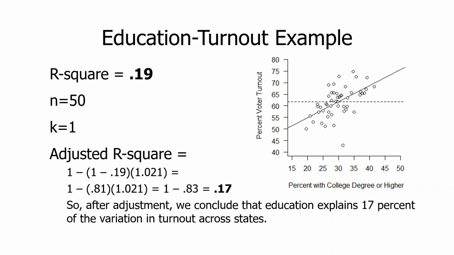So we started with 0.19. We had to adjust it downward to come in with a more conservative estimate of R-square, and that adjustment gives us an adjusted R-square of 0.17. So after adjustment, we conclude that education explains 17% of the variation in turnout across states.